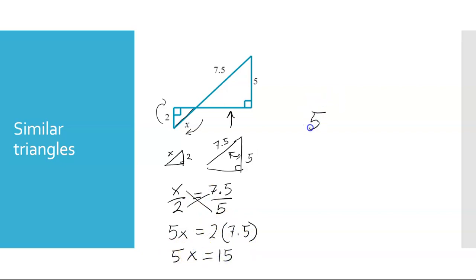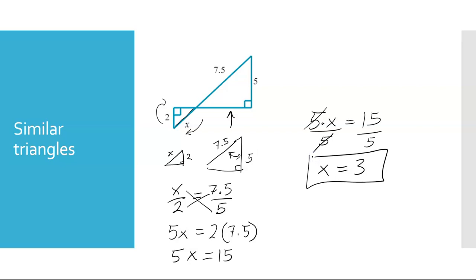Let me copy that down right here. Since the 5 is multiplied in, we divide it out. x equals 3. A really good double check here is recognizing that since the hypotenuse is bigger than the leg, we would expect x to be bigger than 2.